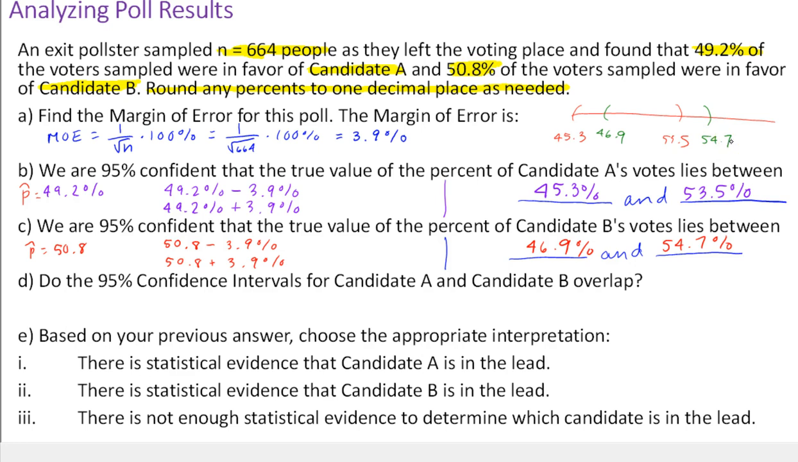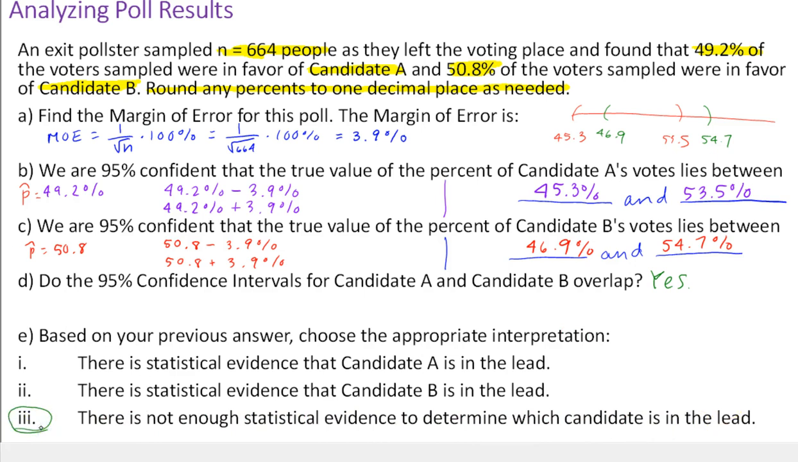Okay. So notice you can tell from the upper value of the smaller percentage and the lower value of the bigger percentage that they're going to overlap. So you're basically looking at these two. And since they overlap, we're going to say yes, they overlap. That means that we can't be statistically confident that they're not the same value. So the idea here is yes, according to the exit poll, candidate A is ahead. But these two values are too close together based on the margin of error of 4% to say that they're actually different and one of them is bigger than the other. So since the confidence intervals overlap, we would, based on this answer, choose the interpretation that there is not enough statistical evidence to determine which candidate is in the lead.